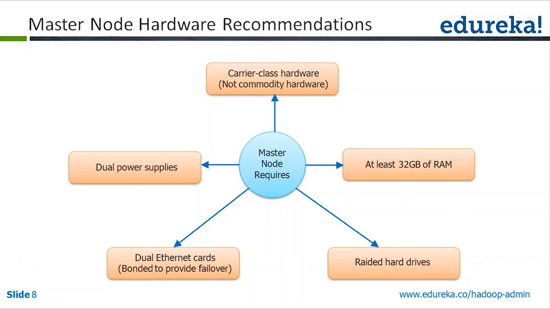And one of the most important points for a name node, or an administration or master node, is carrier class hardware, which means enterprise class hardware, not commodity hardware. You should always use the best hardware for the master nodes.